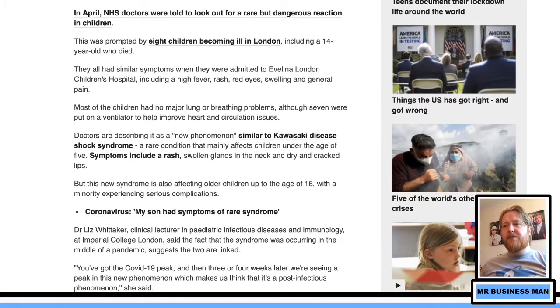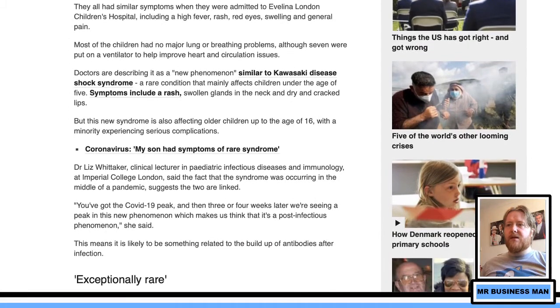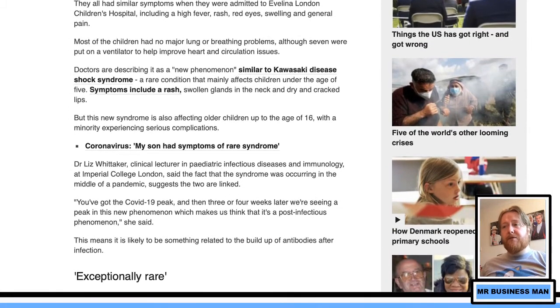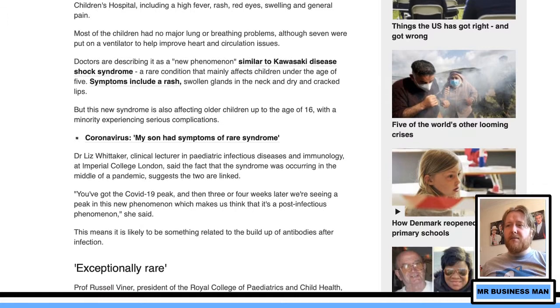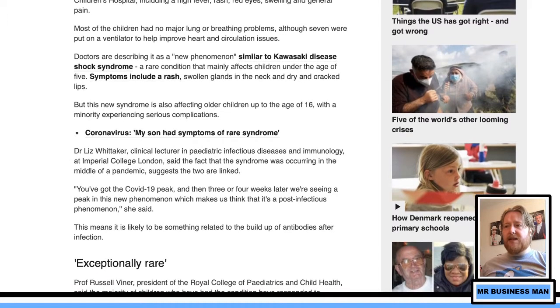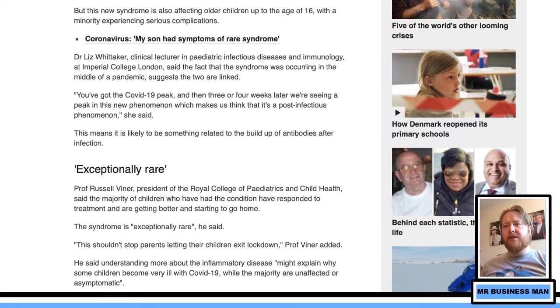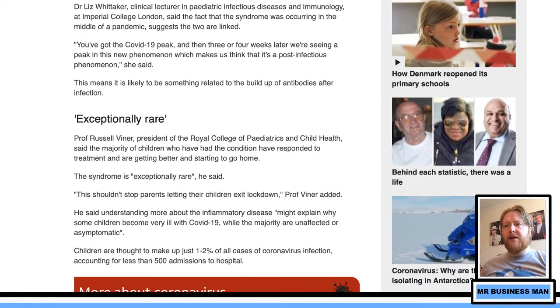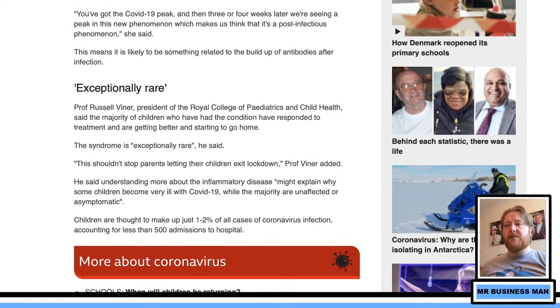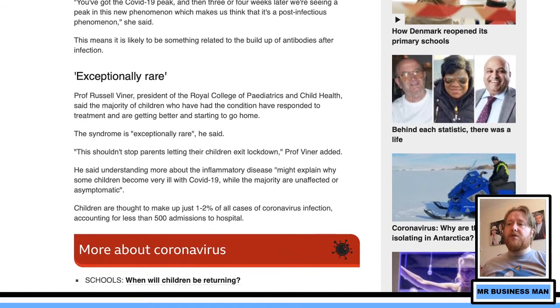But the new syndrome is also affecting older children up to the age of 16, with a minority experiencing serious complications. You've got the COVID-19 peak, and then 3 or 4 weeks later, we're seeing a peak in this new phenomenon, which makes us think it's a post-infectious phenomenon, likely related to a build-up of antibodies after the infection. But he does say that the syndrome is exceptionally rare. We shouldn't stop parents letting their children exit lockdown. He said understanding more about inflammatory disease might explain why some children become very ill with COVID-19 and the majority are unaffected or asymptomatic. Children are thought to make up 1 to 2% of all cases.